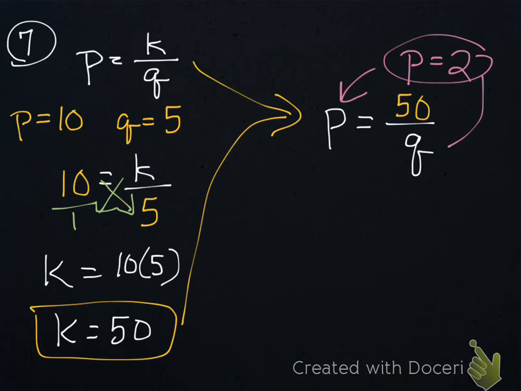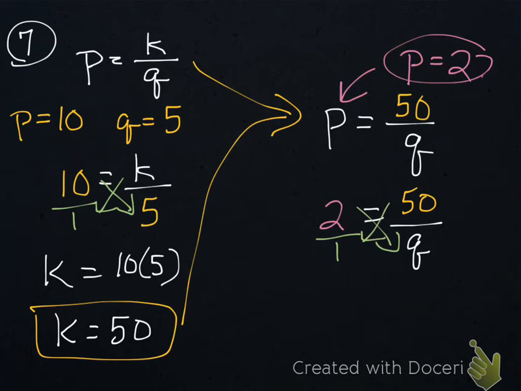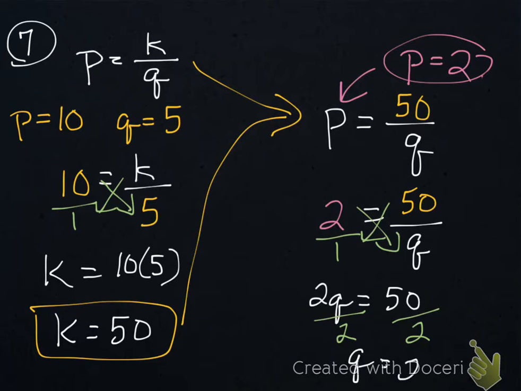Now we can plug in our second set of criteria to find the answer we're actually looking for. Remember to plug it in for the correct variable. I just drew an arrow to the wrong variable, so double check and make sure you've got it plugged into the right side. So P is 2, and that equals the 50 over Q. Now I can still put the 2 over 1 and cross multiply. Not a big deal. I'm going to get 2 times Q equals 50. Yeah, we're going to divide both sides by 2, and we get Q is equal to 25. That's our answer.